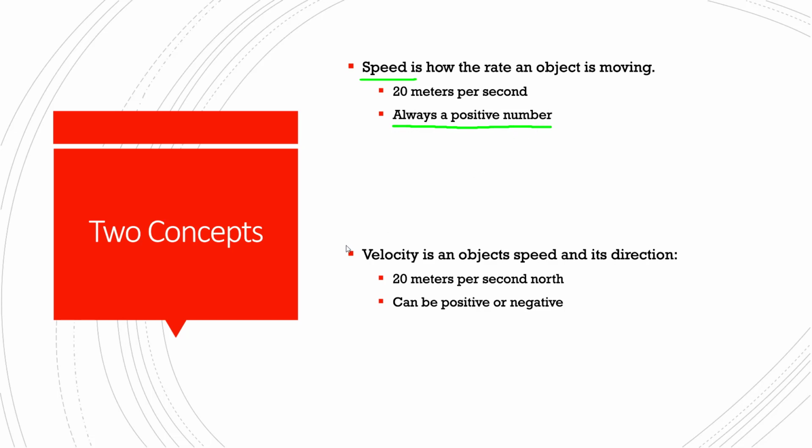Now, velocity is a little bit different. That's an object's speed and its direction. So going 20 meters per second north is a velocity. I might write that as 20 meters per second. And it can be positive or negative. So if I was going south, instead of saying 20 meters per second south, if north is my frame of reference, I might say that I'm going negative 20 meters per second because I'm going in the opposite direction.